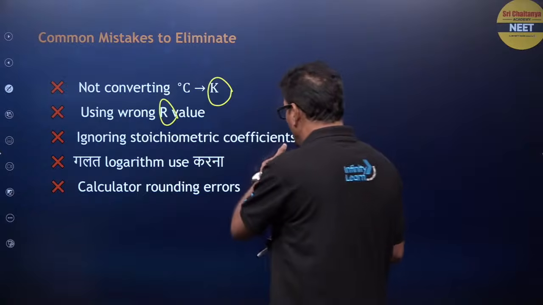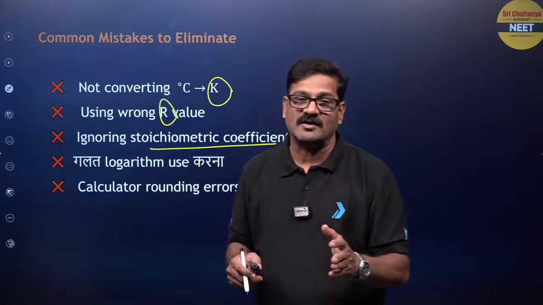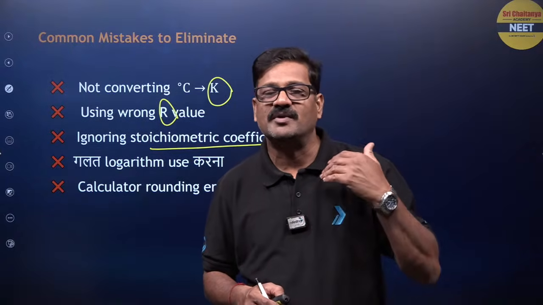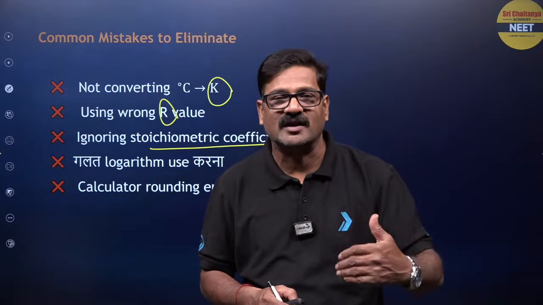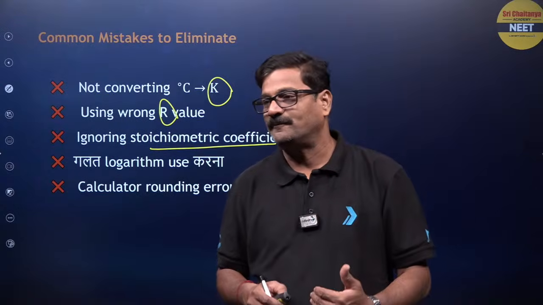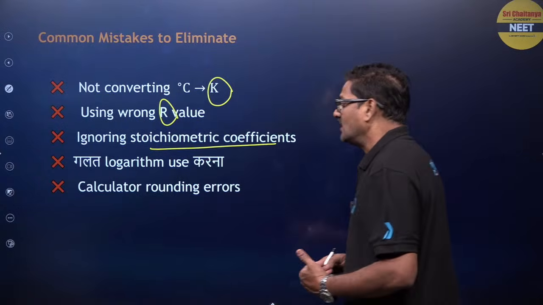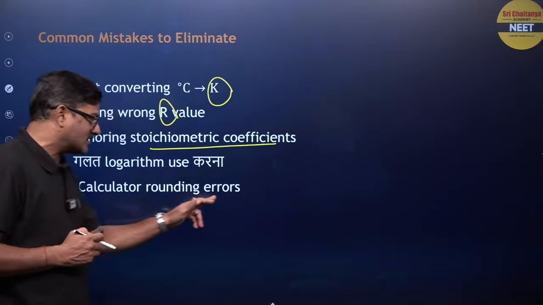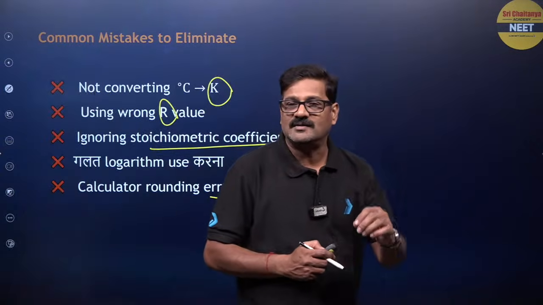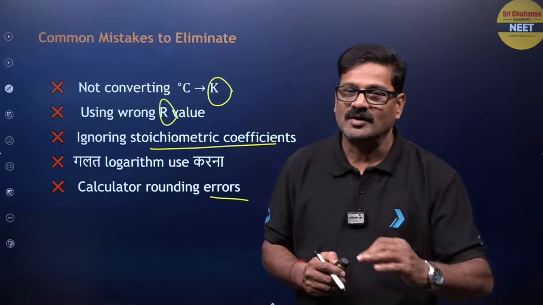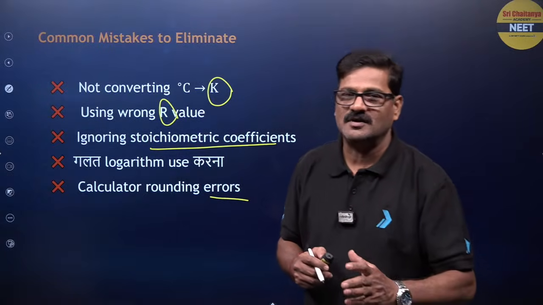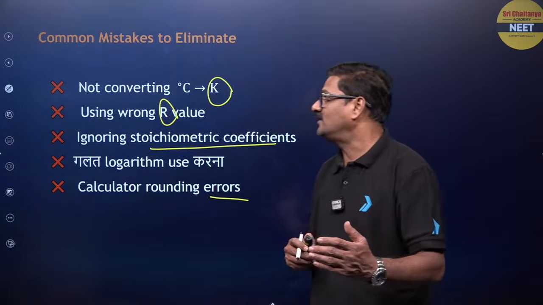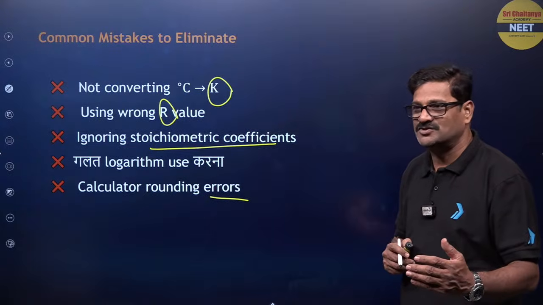Ignoring stoichiometric quotients. If you ignore the stoichiometric quotient, you can't do mole concept problems, you can't do equilibrium problems, you can't do chemical kinetics rate expressions as well. And don't use wrong logarithms. Calculation rounding errors: you need to know when to round off and when not to round off. I already mentioned that, guys. Come on, and if you have any doubts, please let me know, kids.